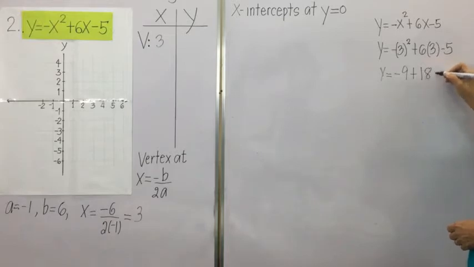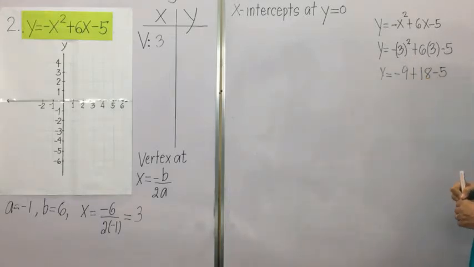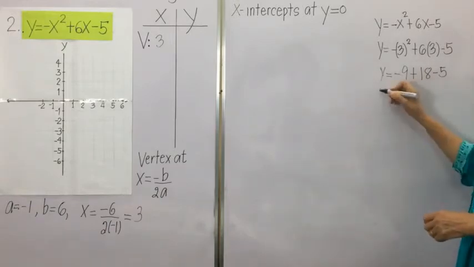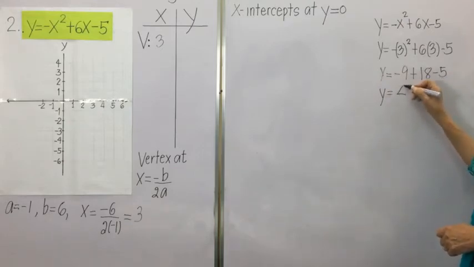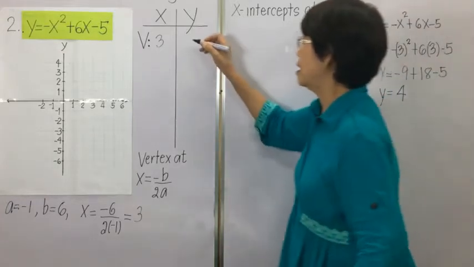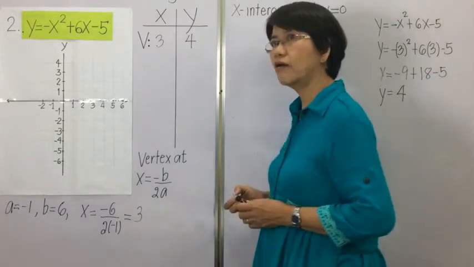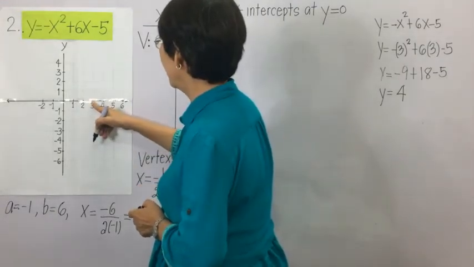plus 18 minus 5. Remember that you are only squaring the number inside the parentheses, and the negative sign is not included in the squaring process. So this is still negative 9. And y is equal to 9 minus 5. So y is equal to 4. This is our vertex. We will locate our vertex in the graph. So 3, 4, 3, and then 4 here.